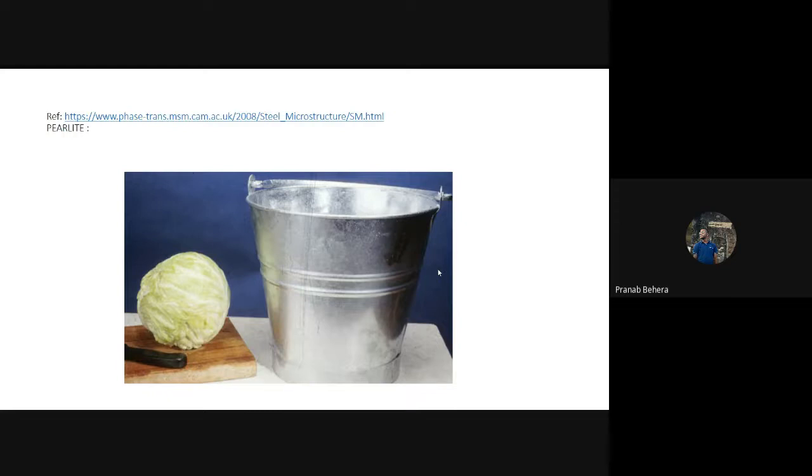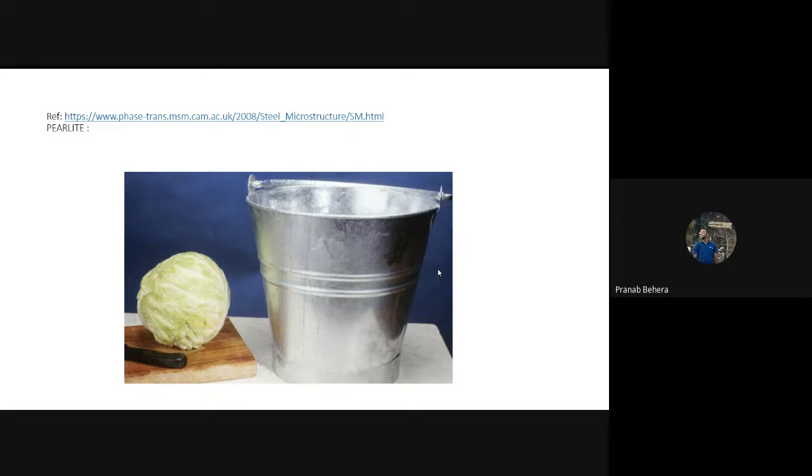Very good. Eutectoid reaction. Eutectoid reaction is a solid state phase transformation reaction. One solid is decomposing into two different solids on cooling, right? One solid is the austenite, which is getting decomposed on cooling into another solid. One is ferrite and the other solid is cementite. So you understand this is called eutectoid reaction, fine?